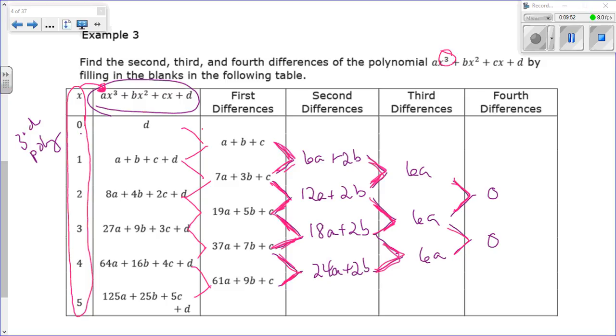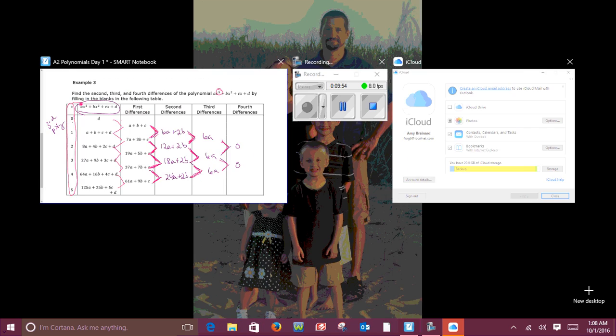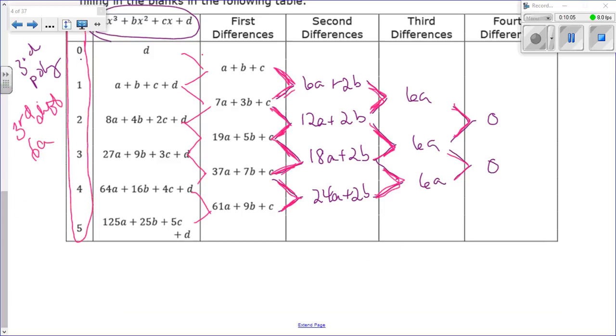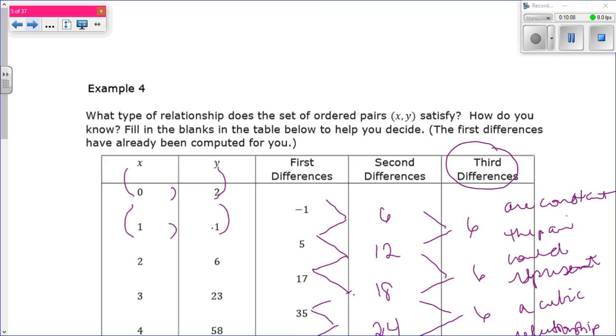So for a third degree polynomial, our third difference is 6a. Make sure I remember that. That's important later on.